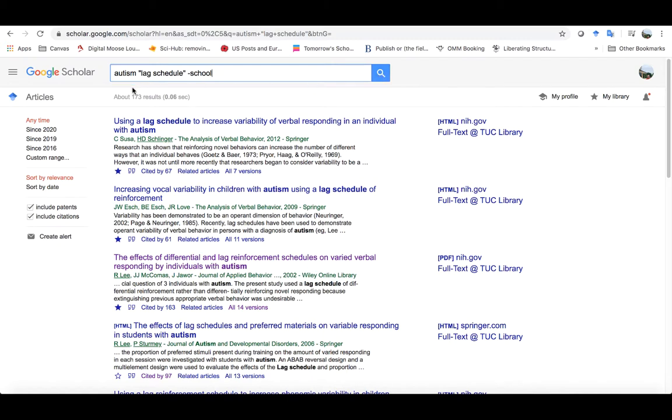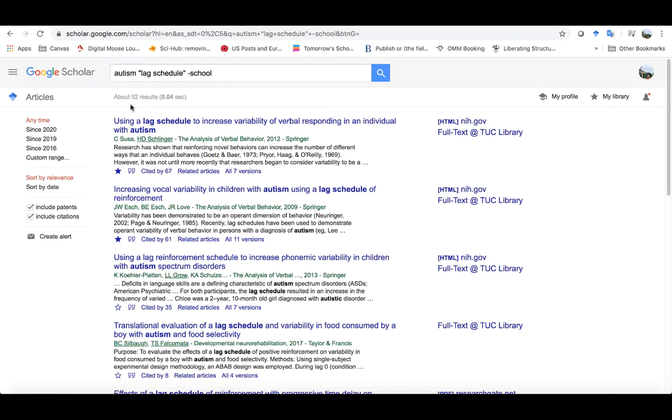So if you think about the fact that the search I did for autism with lag schedule as a phrase in quotation marks generated 173 results. If I want to now remove all of those that have the word school in it, you can see now I'm down to 52 results. So it's allowed me to further refine things.